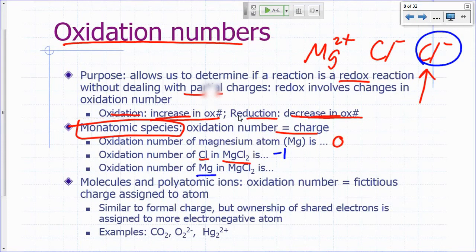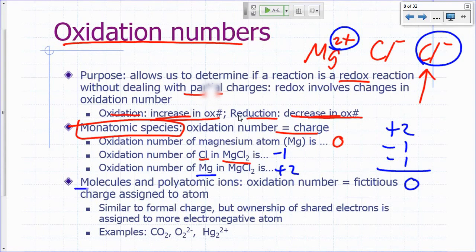So each chlorine in magnesium chloride has an oxidation number of -1. What's the oxidation number of magnesium in MgCl2? +2. Yes, the total is 0, because you have a +2 and 2 -1s. That's a total of 0. So that's if you're dealing with monatomic species. And you have to realize that you can have a monatomic ion within a compound.